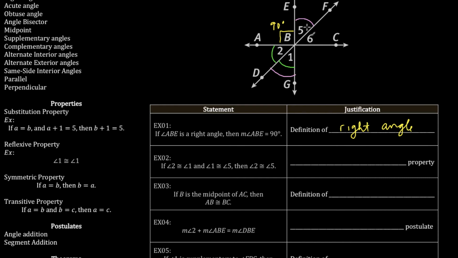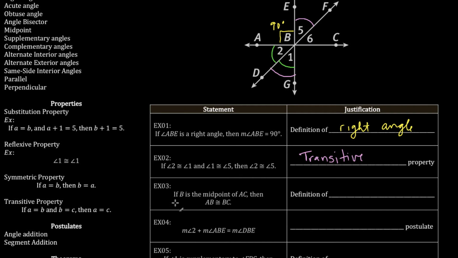So if you look over here, this looks like the transitive property. That means if angle 2 is the same as angle 1, and angle 1 is the same as angle 5, then angle 2 is the same as angle 5. That is called the transitive property. It's that deductive sort of reasoning: this leads to this, this leads to this, so that means this goes to this.